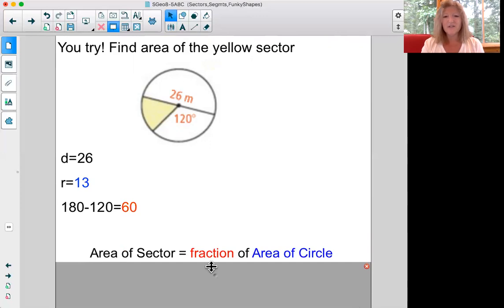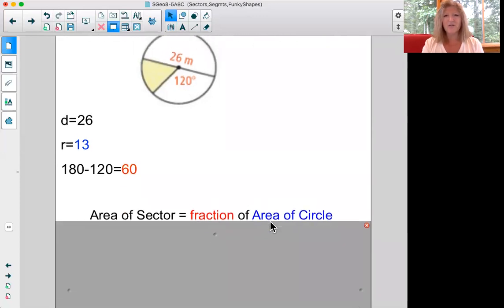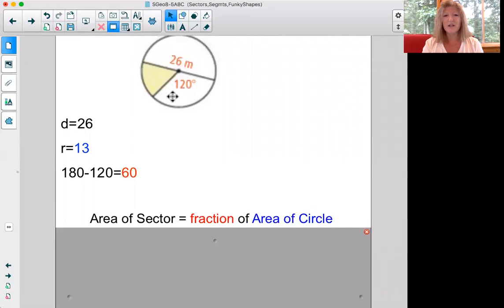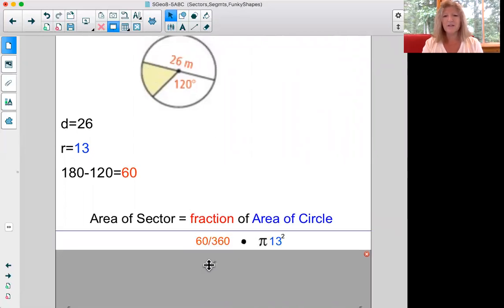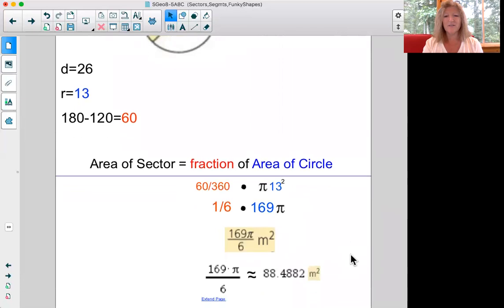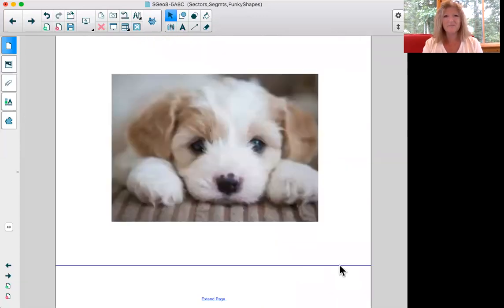The area of a sector is a fraction of the area of the whole circle. What is our fraction? It's 60 over 360. And what is the area of the whole circle? Pi r squared, where r is 13. We can use our calculators to simplify and either leave it in terms of pi or get a decimal approximation. And remember to use square units for area.